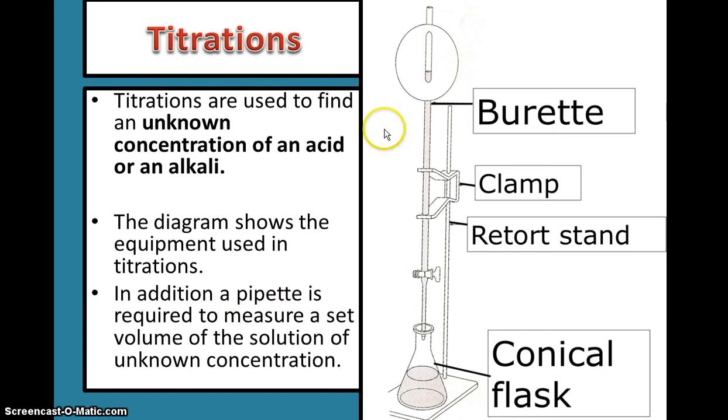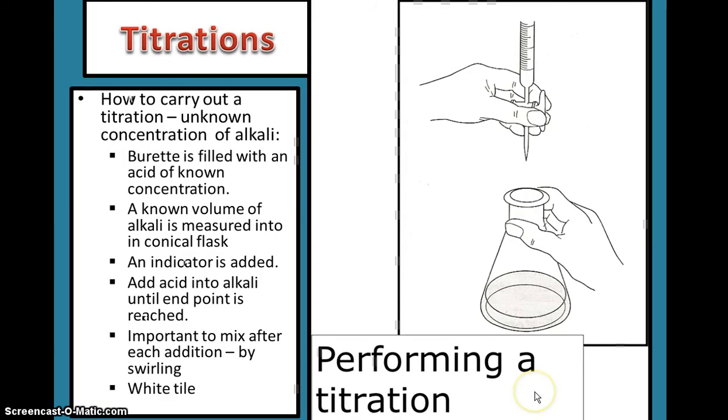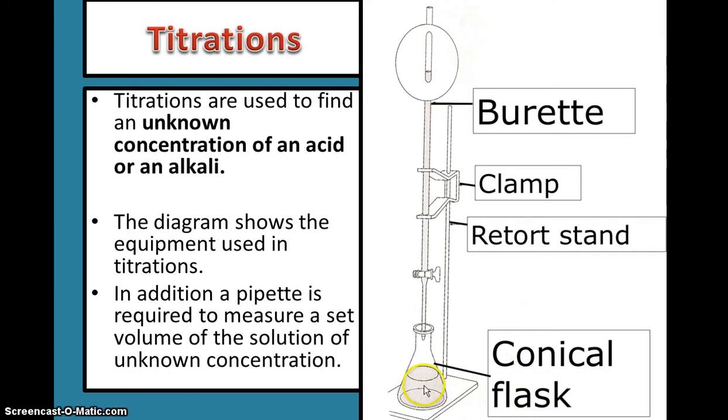The equipment we use is a burette. Obviously that has to be held in a clamp and a retort stand. A conical flask, which we put our unknown solution in. The burette has our known in. Also in the conical flask we have an indicator, and we usually pop it on a white tile. To measure out our set volume accurately, we use a pipette.